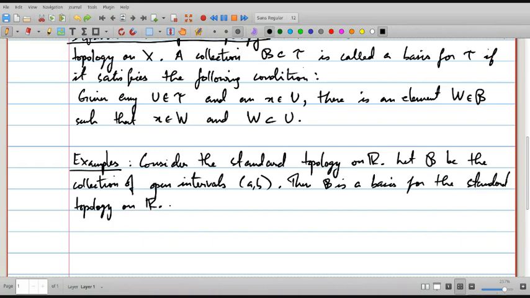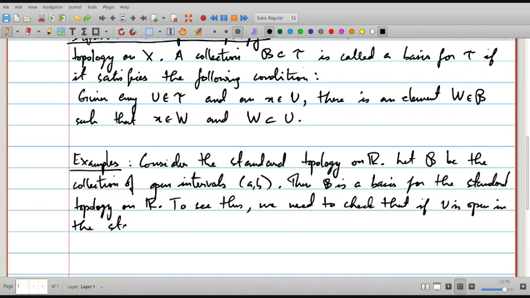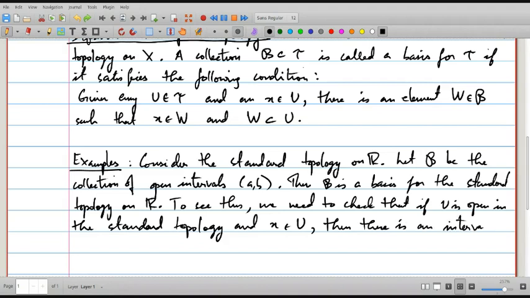So to see this, we need to check that if U is open in the standard topology, and x is in U, then there is an interval (a, b) such that x is in (a, b) and (a, b) is contained in U.